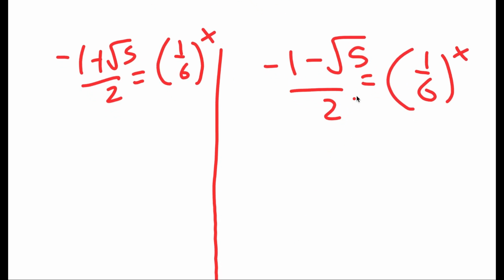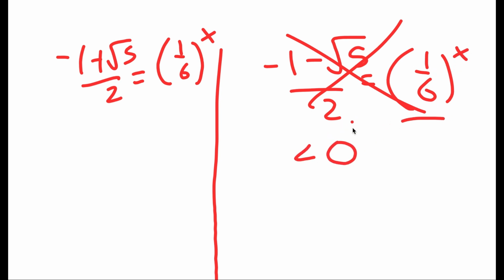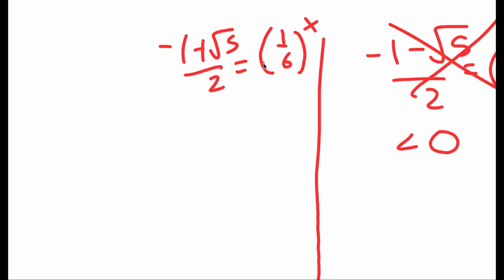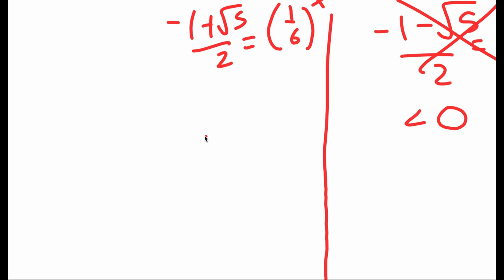Now, automatically, we can take out our equation on the right because negative 1 minus the square root of 5 over 2 is a negative number. It's less than 0. And you can't take the power of a positive number and make it equal negative. Meaning, the only equation we have to solve is our left-hand side one. And to solve this, I'm going to use logarithms.